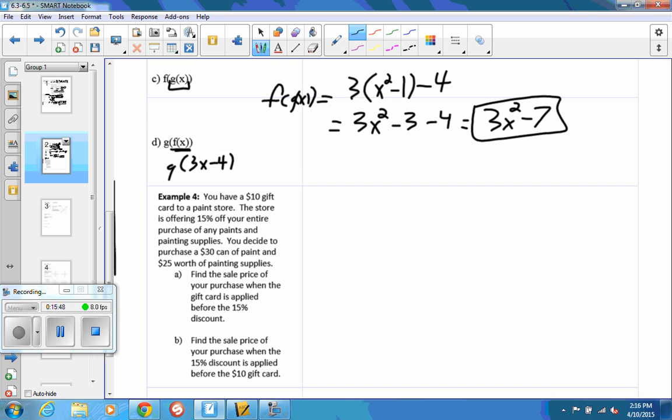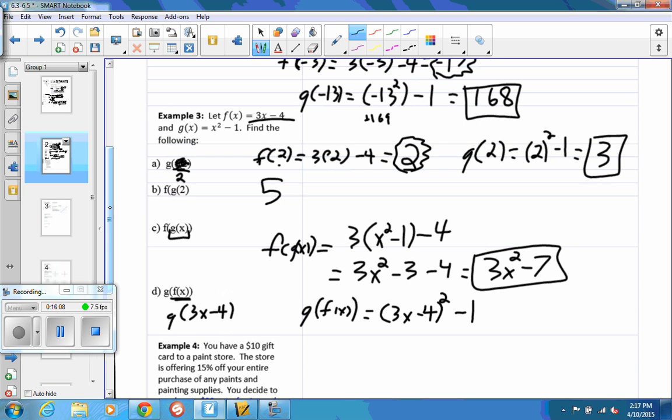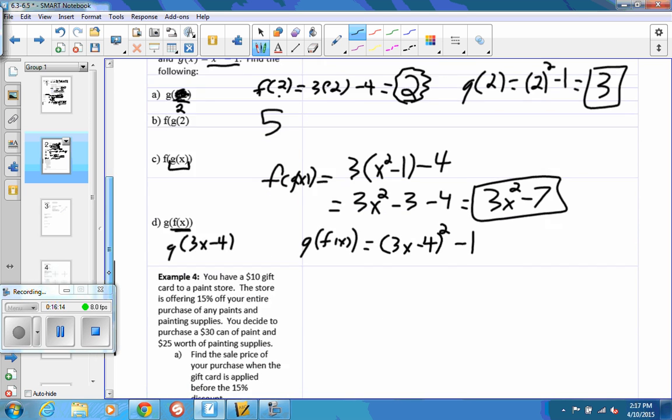So then g of f of x equals, and I take my x, I get rid of x, and I sub in this whole function f of x: 3x minus 4 squared minus 1. Because x squared minus 1 is my g of x. So my new x is 3x minus 4. Square it and subtract 1.